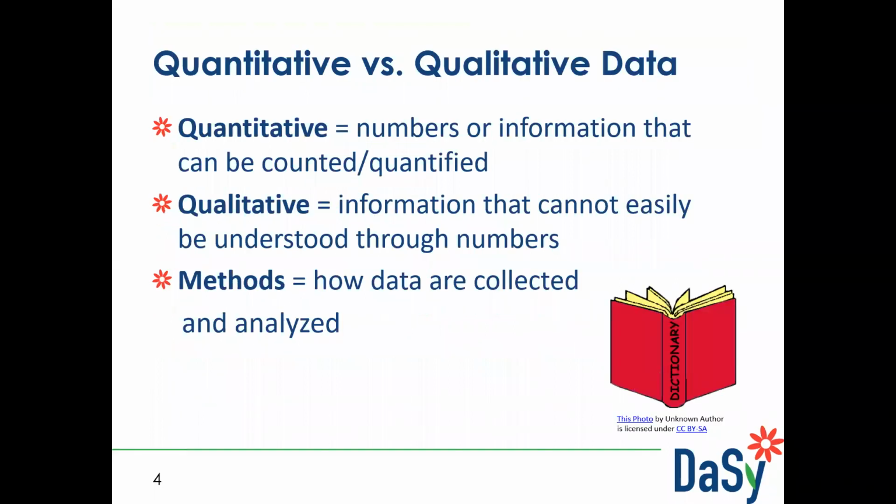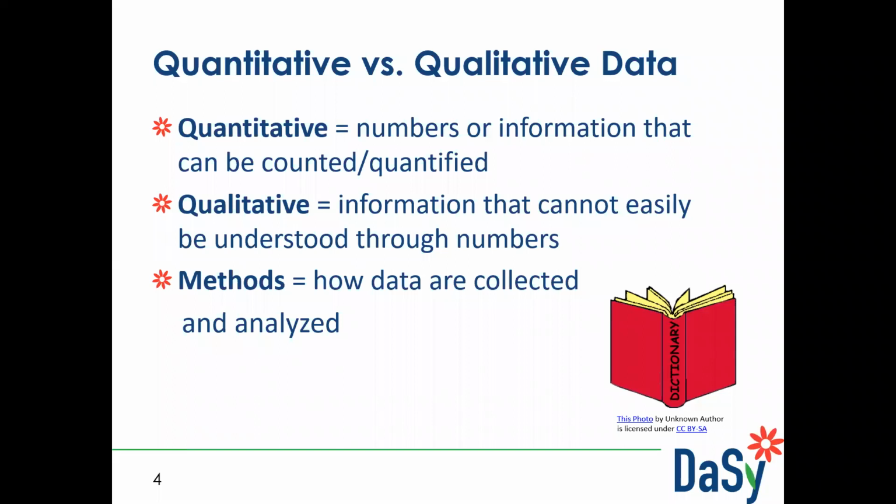We're going to start with some definitions. When we talk about quantitative data, we're talking about numbers or information that can be counted or quantified. So this would be counts, ratings. If you have ever checked a box on a survey, that's typically considered quantitative data because those boxes, whether you checked it or not, can be counted very easily.